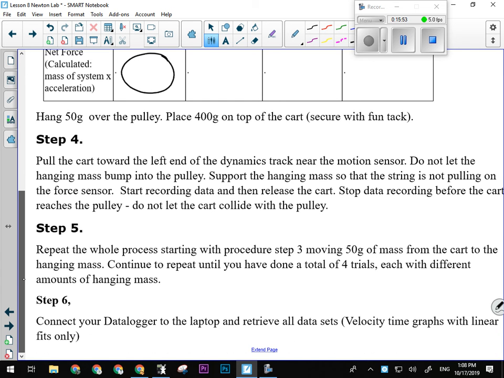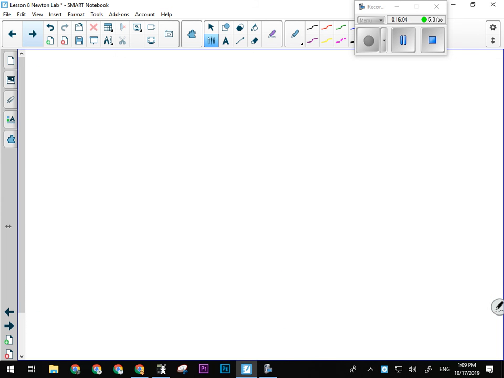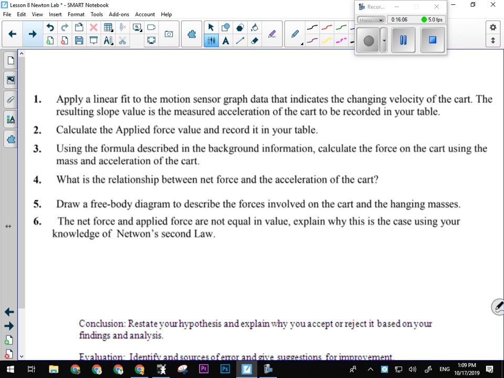Here's the rest of the procedure. You're going to end up with a graph where we're going to see the acceleration increasing as we obviously put more mass over the pulley. So it looks something like that. Then you've got these analysis questions.